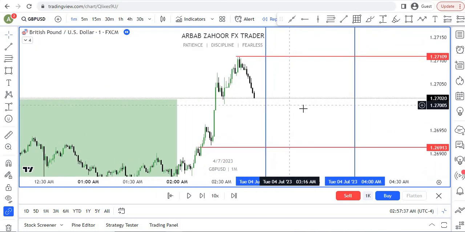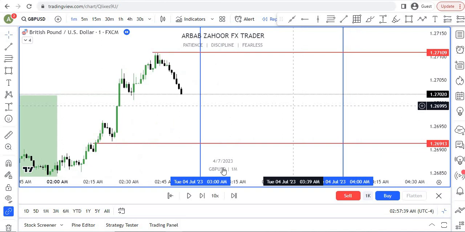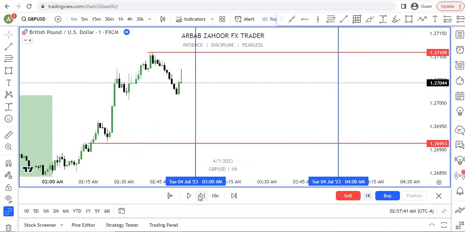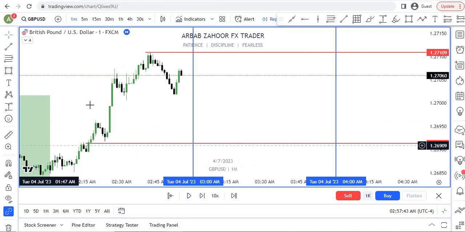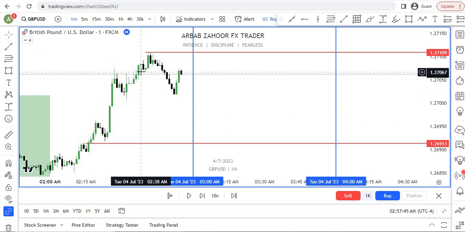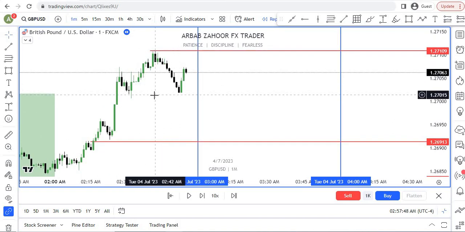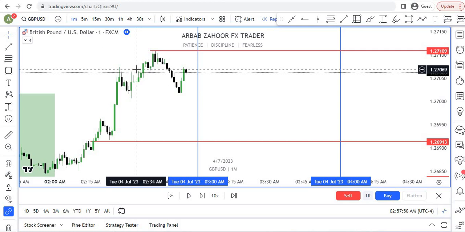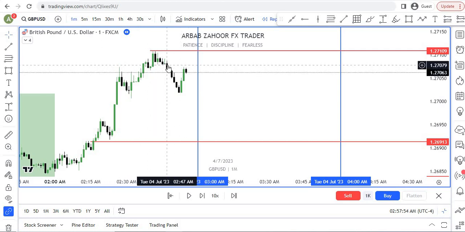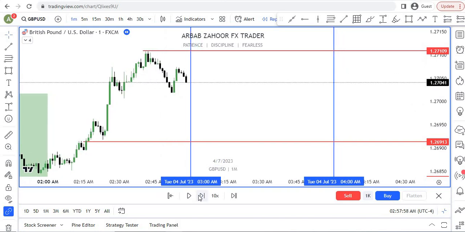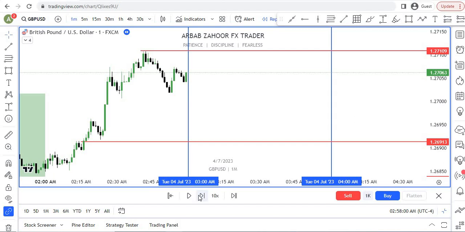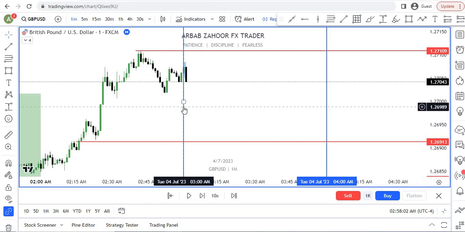Okay, so we will see what happened if we got any market structure shift with displacement. It can happen before 3 a.m., so put your mind here. We didn't find a market structure shift with displacement. Either we have a fair value gap, we don't care, we need a displacement move. So we will see what happened. Okay, so I will move this.